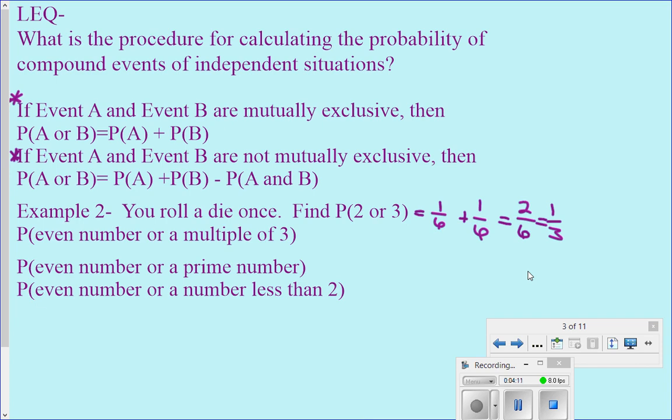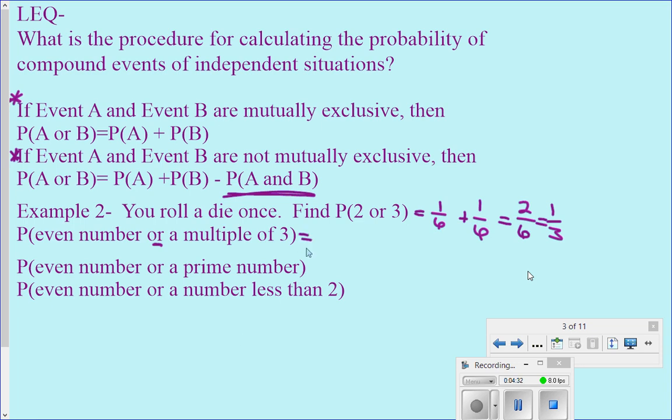Next, even number or a multiple of 3. Well, we said even number or multiple of 3, those are not mutually exclusive, which means they can occur at the same time. So if they're not mutually exclusive and I'm looking for or, I am going to add still, but I have to subtract away the excess or the overlap section. So let's talk about what that means in the context of this problem.